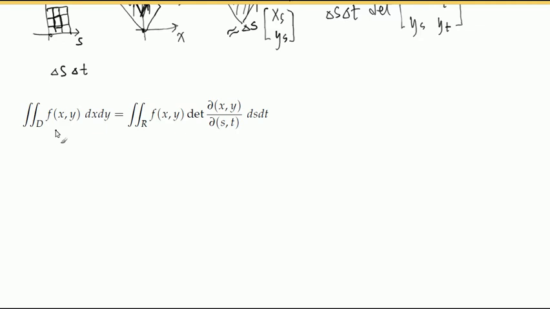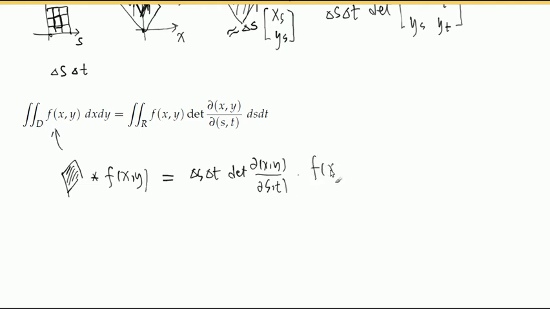All right? Here we are multiplying this tiny parallelogram, the area of it, multiplied by f of x, y, right? That's the Riemann sum, correct? Does that make sense? In this case it is exactly equal, not approximately equal, exactly, because it's linear. It is delta s times delta t times the determinant of the Jacobian times f of x, y. Now, since everything is in terms of s and t here, you have to plug in the s, t version there.